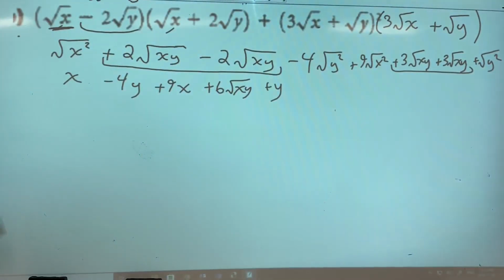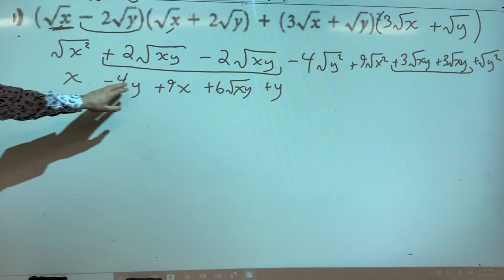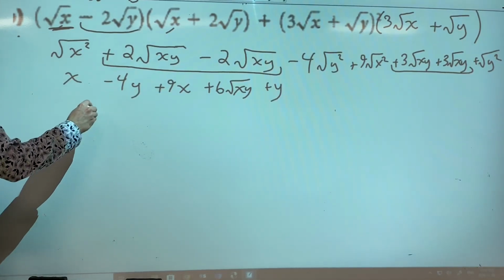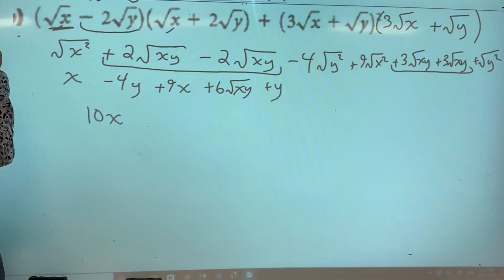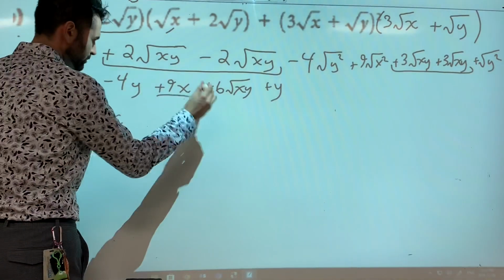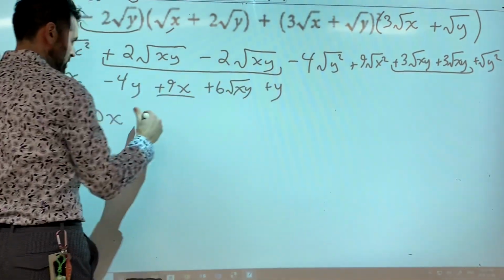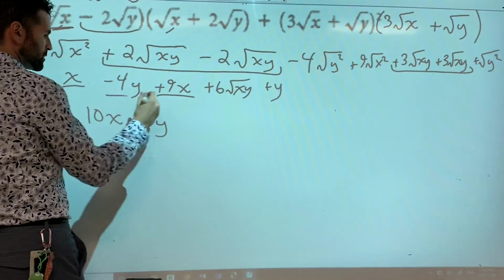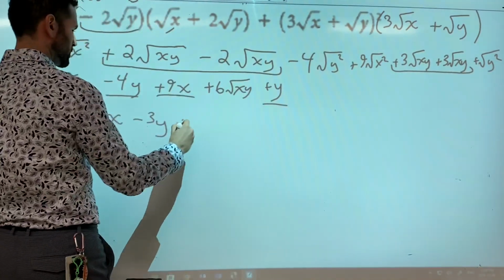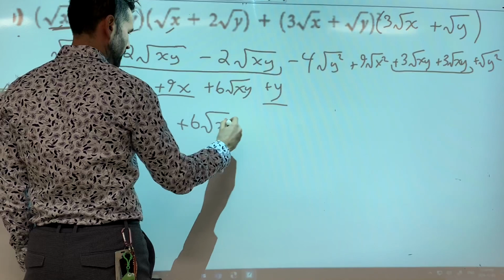And now I'll see if I have any other like terms. So I got an x and a 9x, which gives me 10x. I'll just underline them so I know I did something with them. I get negative 4y plus y, so I get negative 3y. And then there's nothing I can do with this radical. Okay.